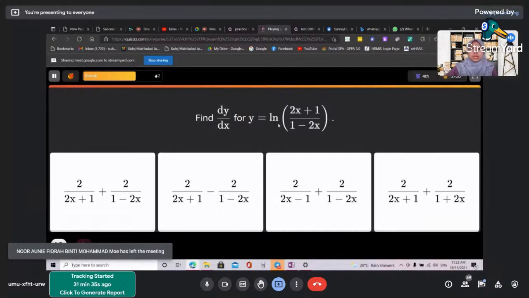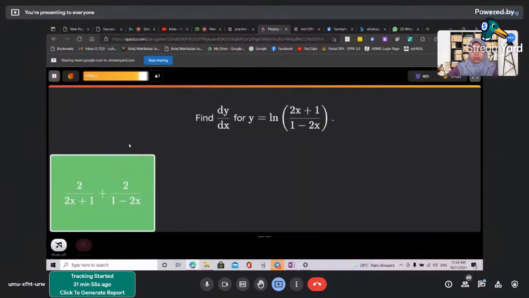Okay, so again you have ln and fraction, and so you can. Oh, I think the same question. So it should be plus 2 plus 1. So here.